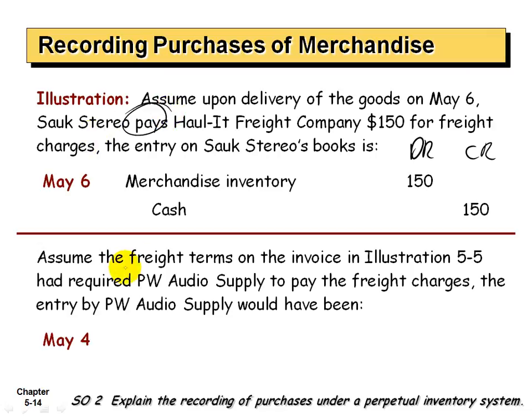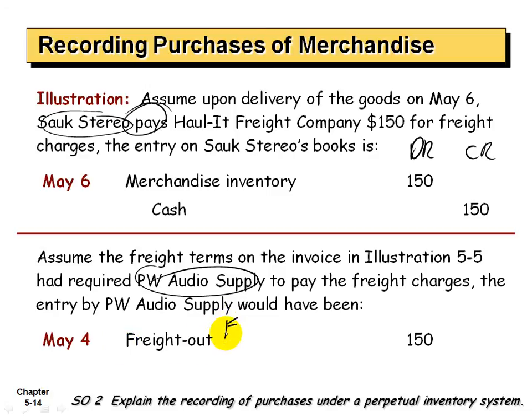Let's see. Assume that the freight costs was paid not by the customer but by the seller, PD Audio. So there would be, of course, no entry on the buyer's book if the seller paid for it. So let's take a look at the journal entry for the seller. Again, there would be a $150 debit and a $150 credit. The account being debited cannot be merchandise inventory because PD Audio is not buying merchandise. They're selling the merchandise. So the account we're debiting is called freight out or maybe delivery.